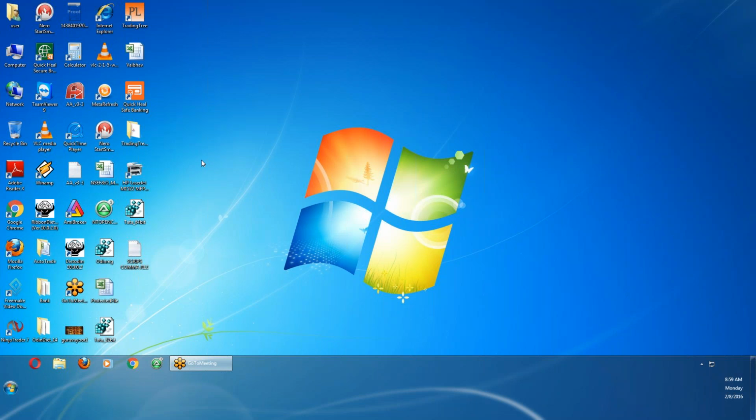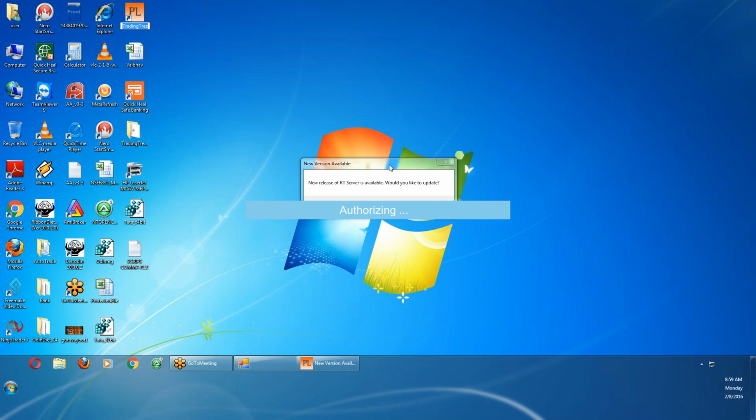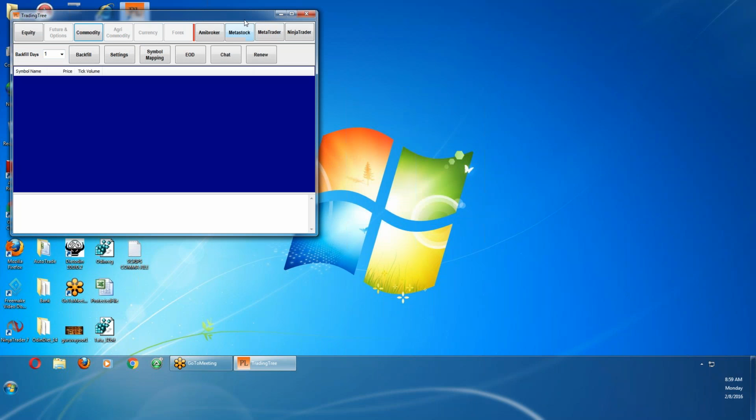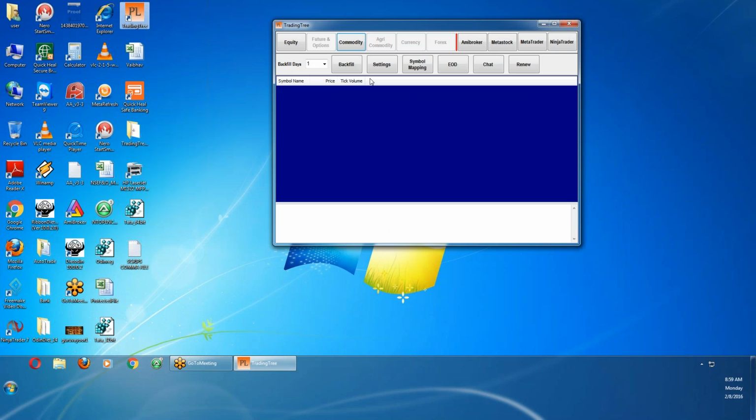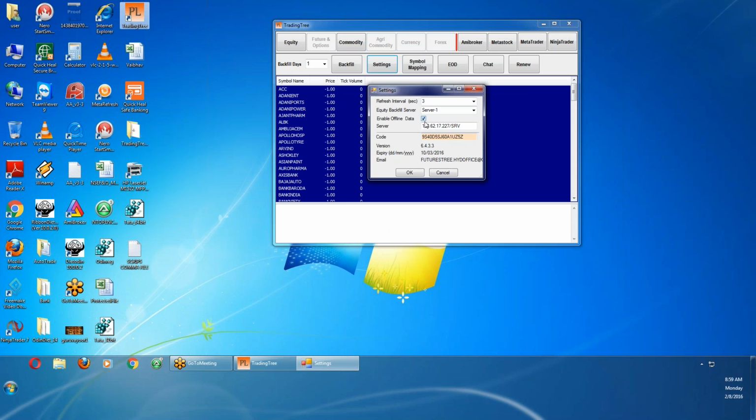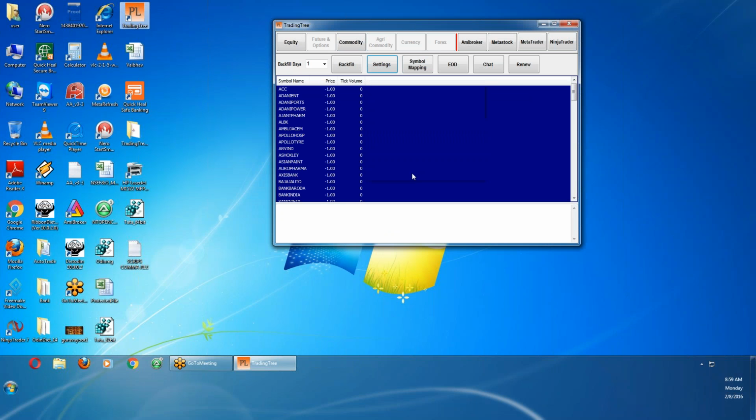It's a very simple application that we have. That is our Trading Tree, and we have clubbed this with our Ammyy broker for better results. Let me first open the charts, and after that maybe I'll explain how this whole thing works.